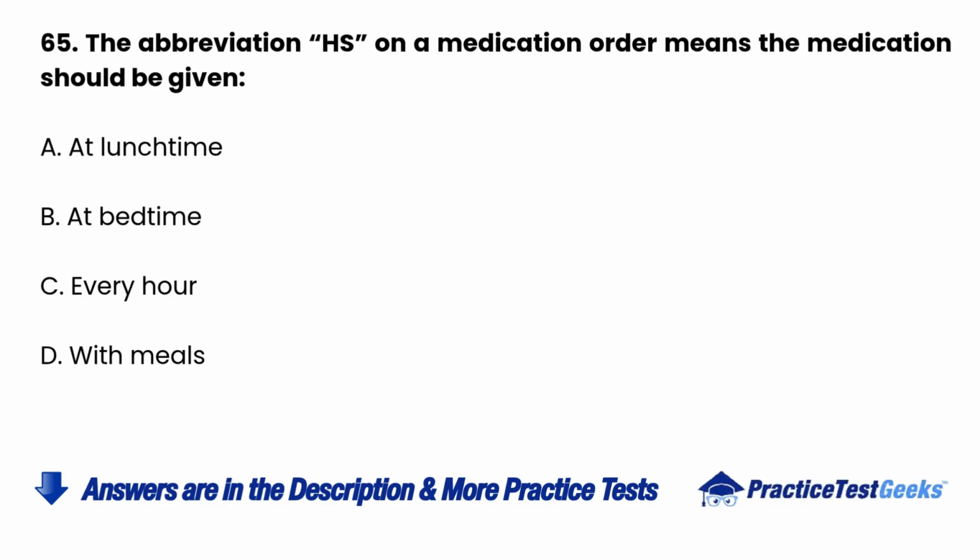65. The abbreviation HS on a medication order means the medication should be given A. At lunchtime. B. At bedtime. C. Every hour. D. With meals.